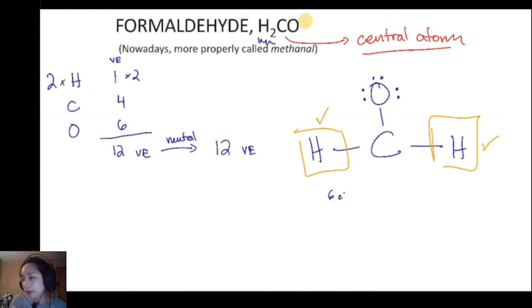And then the last step is to place remaining electrons on the central atom, but we already placed 12 electrons, so we're not going to place any more electrons. But with this last step, you have to check that the central atom is not electron deficient. So let's count how many electrons are around carbon. Carbon only has 6 electrons around it, but it needs 8 to fulfill its octet. So if the central atom does not have enough electrons to fulfill its octet, what you want to do is start making double bonds.